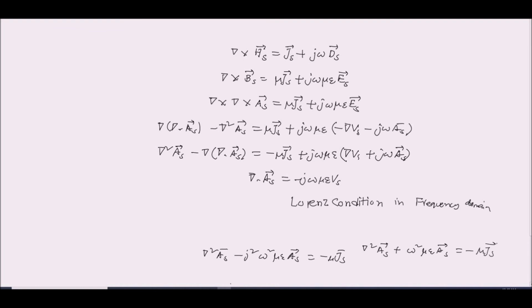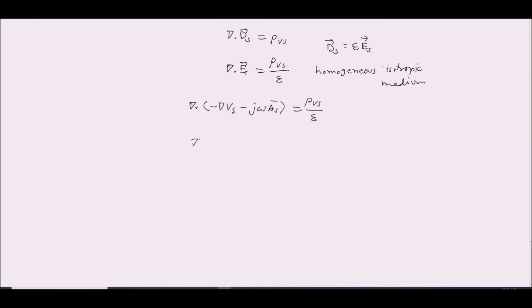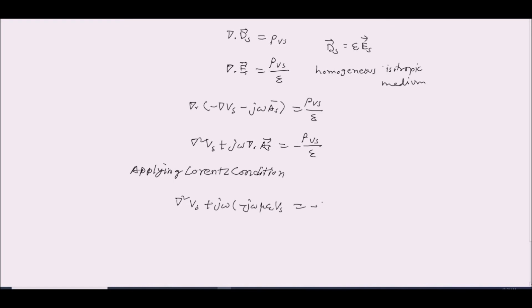Now I take the divergence of Ds is rho Vs, another Maxwell's equation. Use the constitutive relation Ds equal to epsilon Es. Then for a homogeneous isotropic medium, we can take the epsilon to the right hand side. Then we replace Es with the expression we found before. Then we expand this and we get del squared Vs plus j omega divergence of As equal to negative rho Vs over epsilon. Apply the Lorentz condition and we come up with the scalar Poisson's equation.